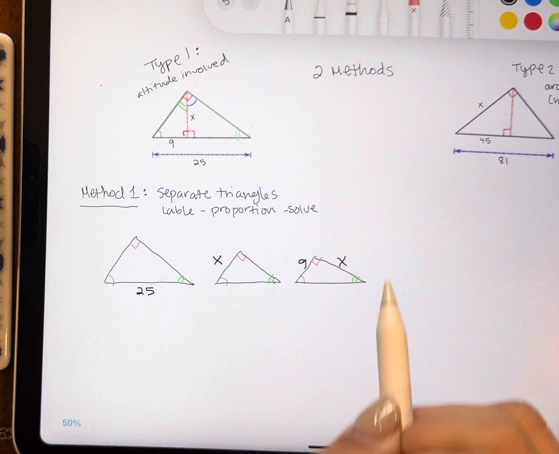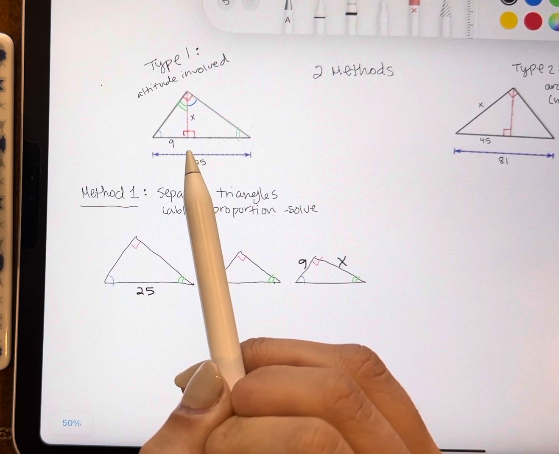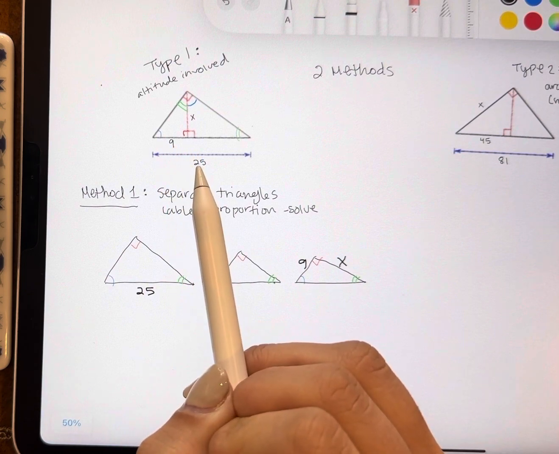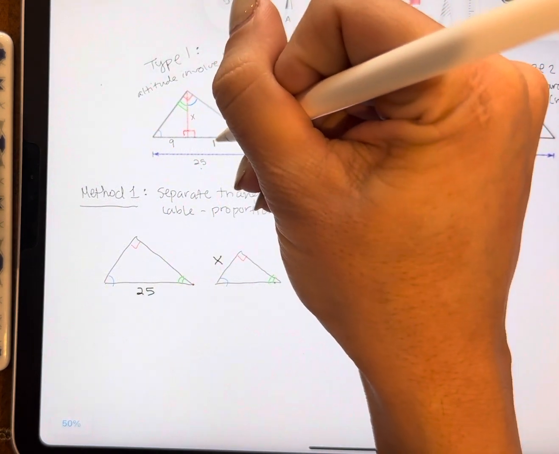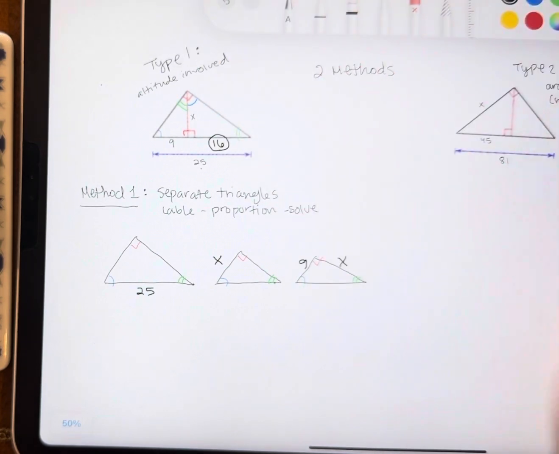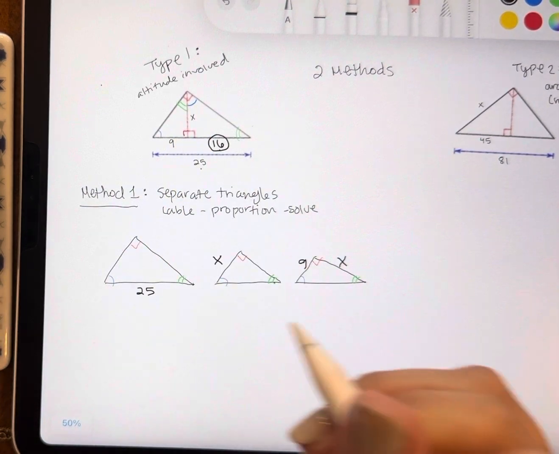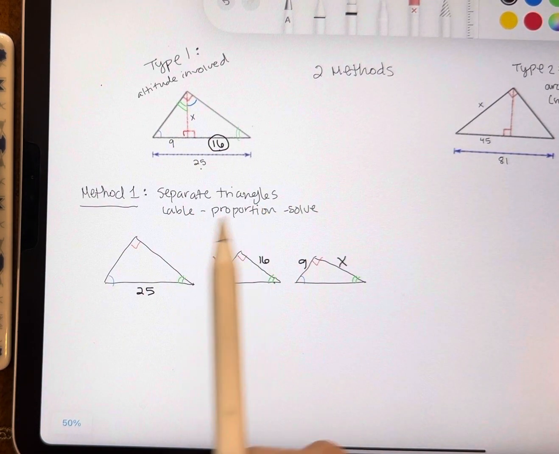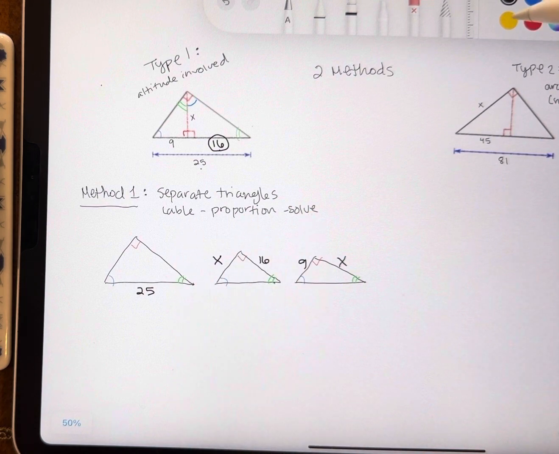Now this is looking a little blank, but you always look for additional information. For example, if this piece is 9 and the whole thing is 25, I can subtract 25 minus 9 to get that this side right here is 16. I can figure that out myself. So 16 is across the blue angle on the medium triangle. That was separating the triangles and labeling. Now we set up a proportion and we solve.